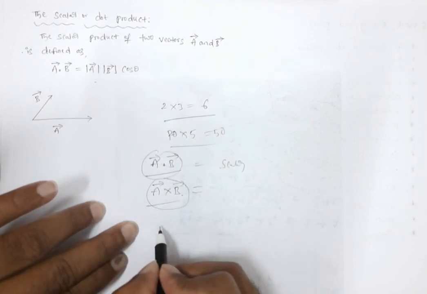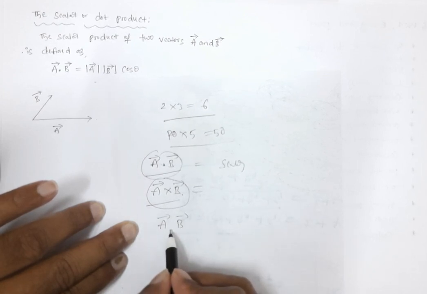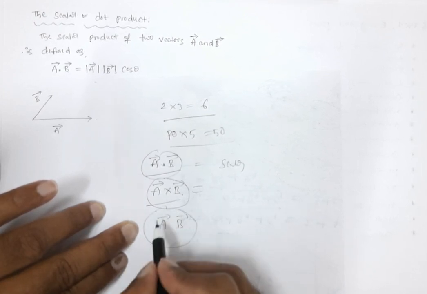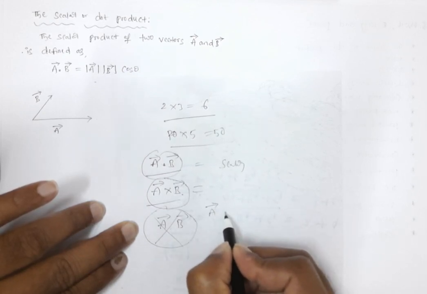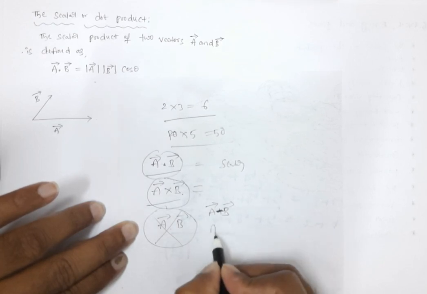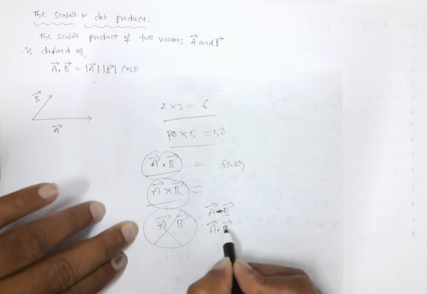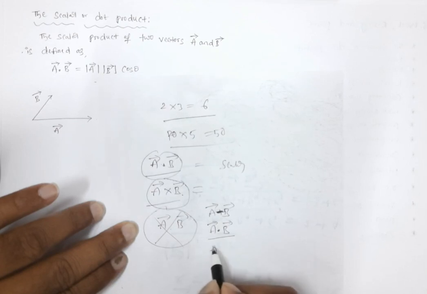But you cannot write like this simply. You cannot write a bar b bar without mentioning any dot or cross. You are not supposed to write like this. Whenever we write two vectors, there must be addition, that is plus or minus symbol. When we multiply two vectors, there must be a dot like this, then it is called dot product. If you have a cross, it is called cross product.